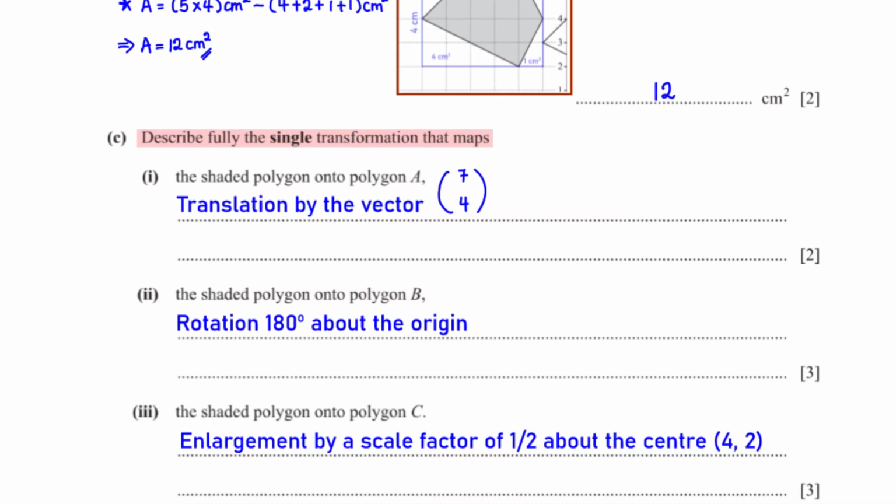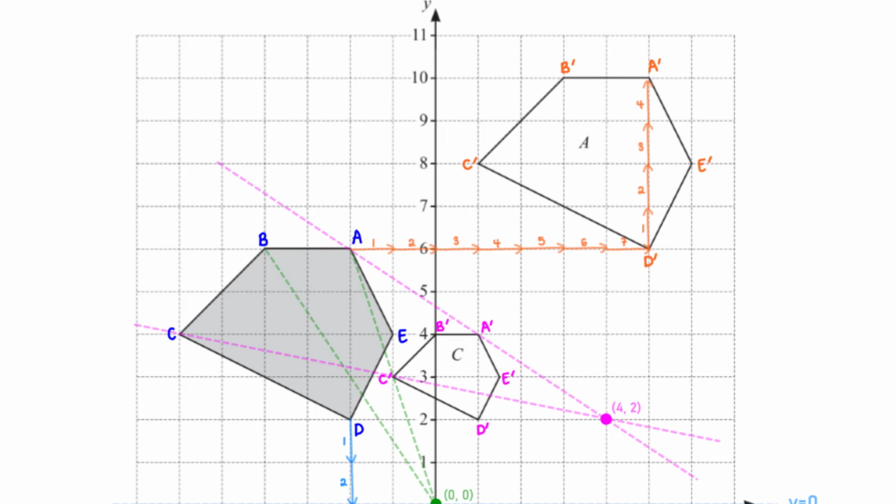Describe fully the single transformation that maps the shaded polygon onto polygon C. When we look at the shaded polygon and polygon C, we can tell straight away that this is an enlargement by a scale factor of half because the sides of polygon C have half the dimensions of the corresponding sides of the shaded polygon. This is a positive scale factor because polygon C has the same orientation as the shaded polygon. From here, all we need to do now is to find the center of enlargement.